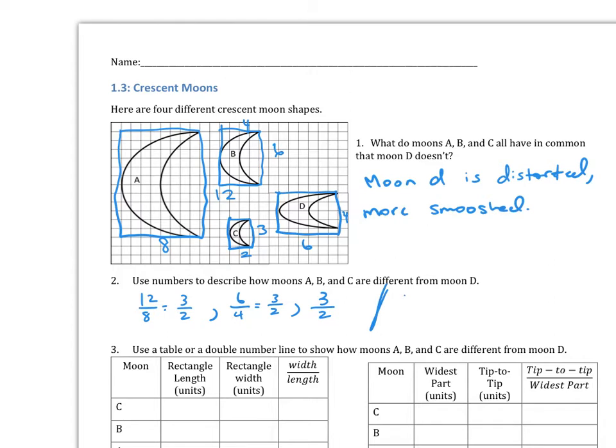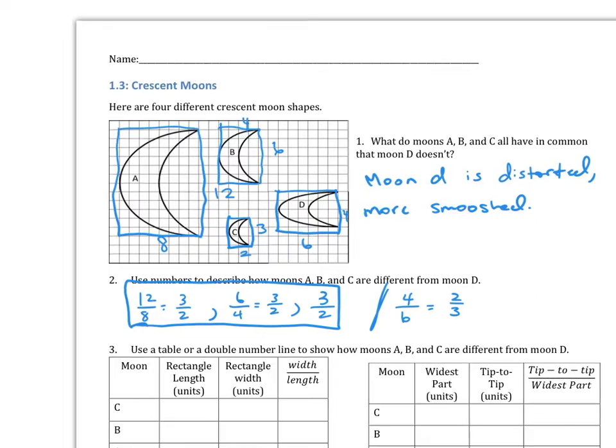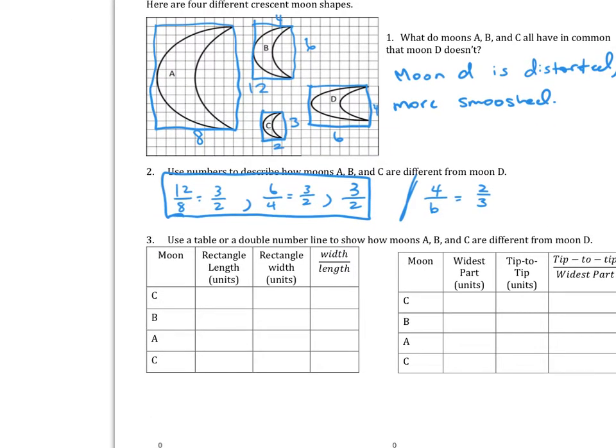Whereas D is 4 over 6, because we're doing our height over our width, and that simplifies to 2/3. So I can see that my ratio of width to length is the same for A, B, and C, whereas my ratio for D is not the same. So let's go ahead and put that into table form.